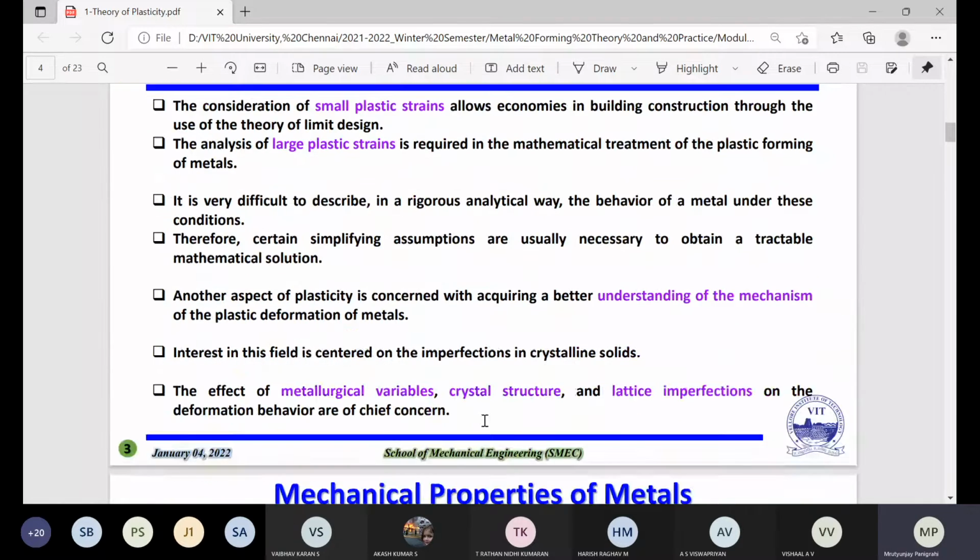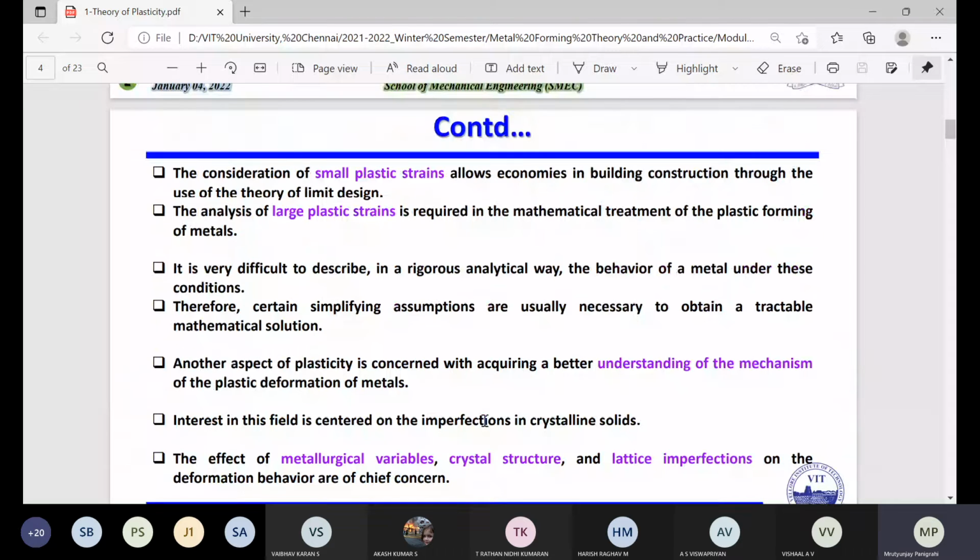Then the consideration of a small plastic strain allows economies in building construction through the use of the theory of limit design. Because sometimes you ask, sir, if we are doing this kind of process or technique, is it expensive, the cost factor is coming. So here I mentioned these economies, whether this is feasible for me or not.